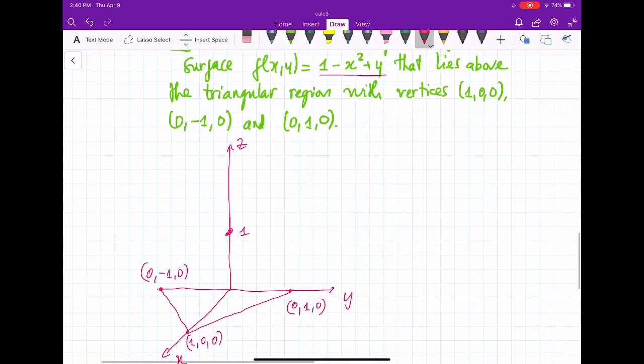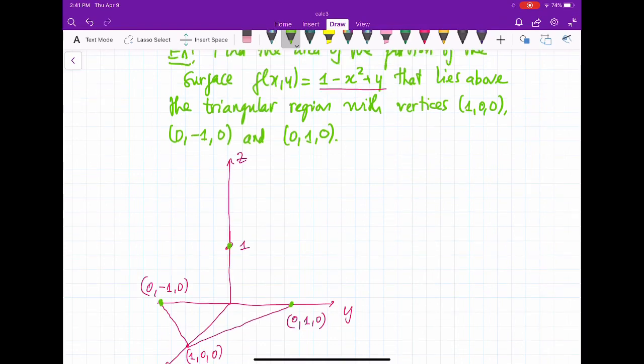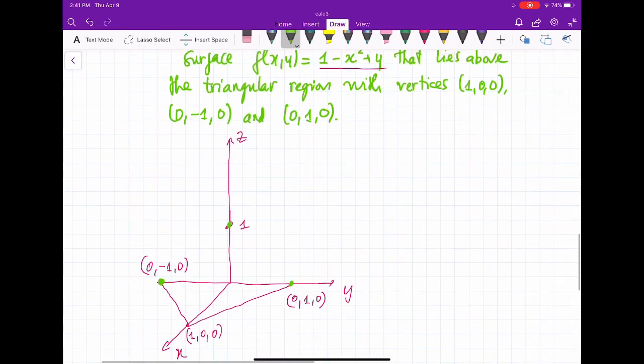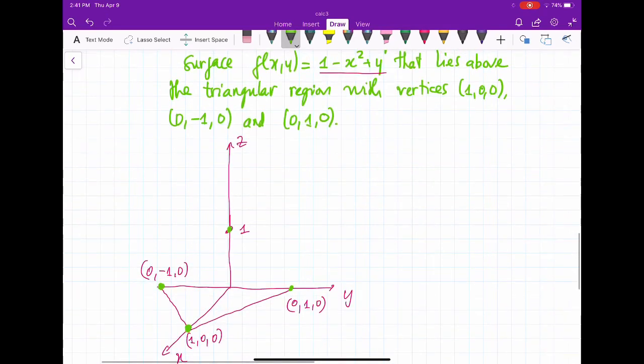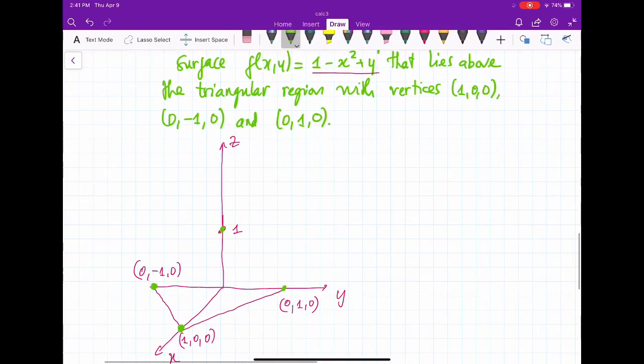Okay. Now we need to plot the surface. So based on the equation, z equal to 1 minus x squared plus y. If x and y are 0, z is equal to 1. Okay. So if x is 0, y is negative 1, so z is 0 already. So that means this point is also on the surface. And how about this point (1, 0, 0)? When x is 1, y equal to 0, z is also 0. That means this point is also on the surface.